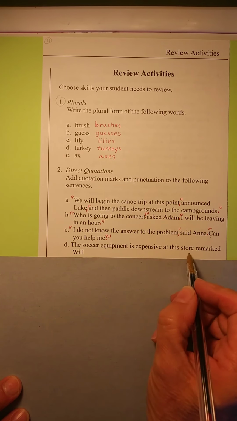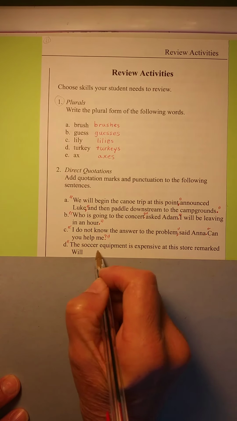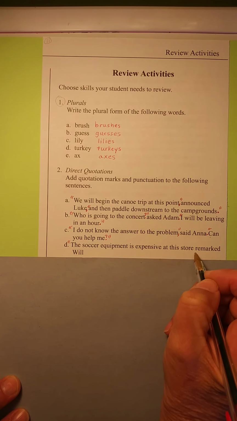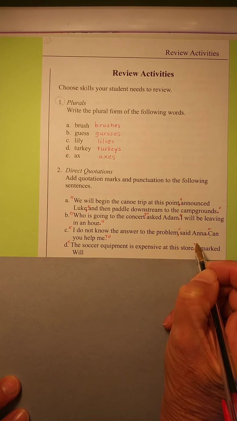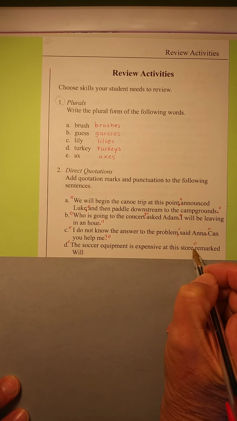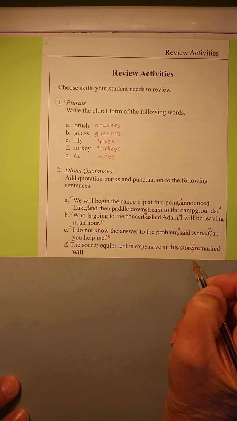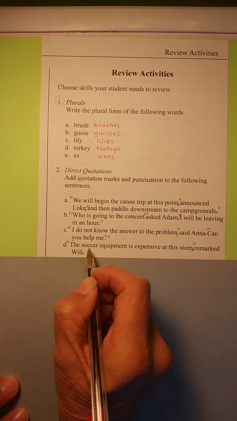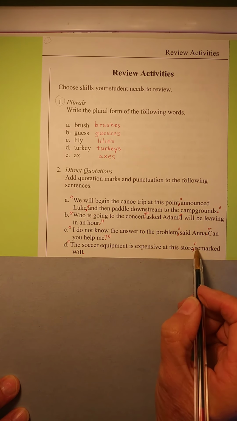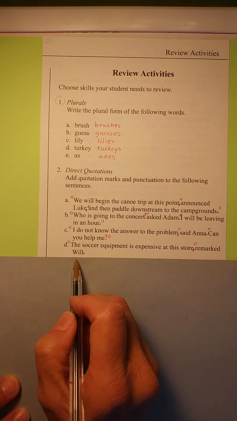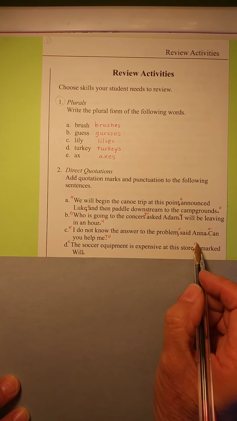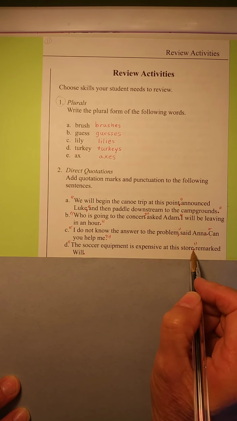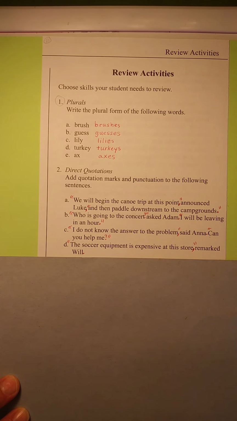Okay, what is Will saying? He's saying the soccer equipment is expensive at this store. And that's all he says. There's nothing else after "remarked Will," so we're going to close that off. That's not the end of the sentence. The end of the sentence is here. Okay? "The soccer equipment is expensive at this store," remarked Will, is the whole sentence. This is just what he's saying. So it has to be enclosed in quotation marks, and you have to have a comma before the speaker identification.